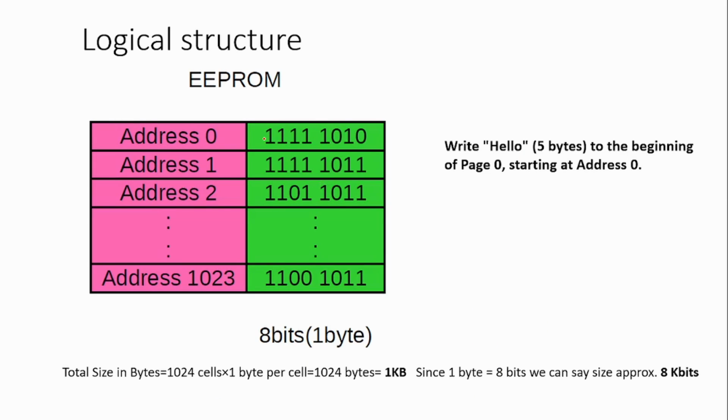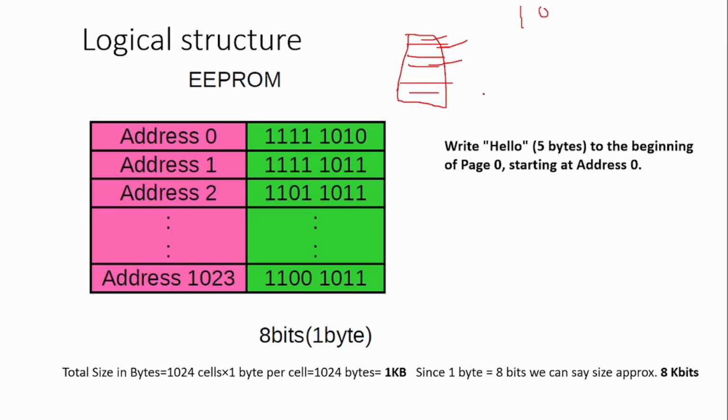Now before moving on to the writing part, let us understand the logical structure. Consider this EEPROM as a simple white paper. Take one white paper and draw a number of lines. For this example, draw a total of 1024 rows. On one paper there are 1024 rows, and in each row you can write something. For simplicity, let us say you can write only binary things, 1 or 0, a digital message.